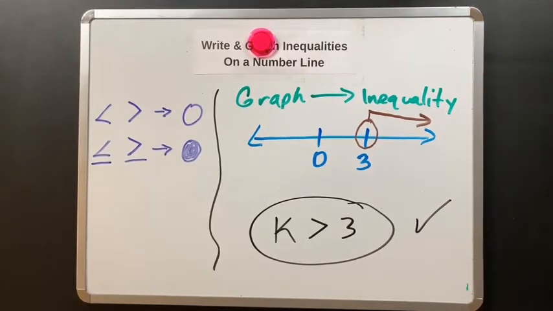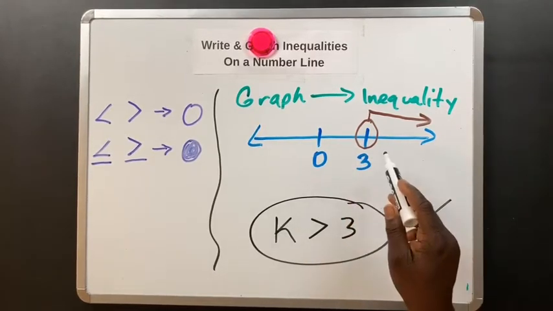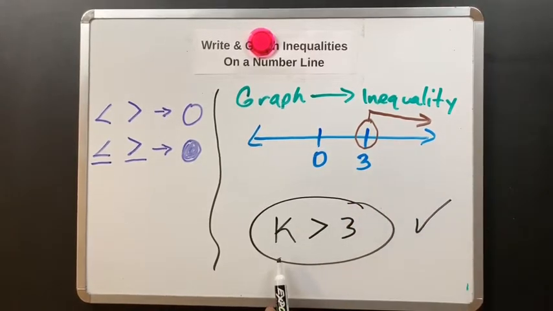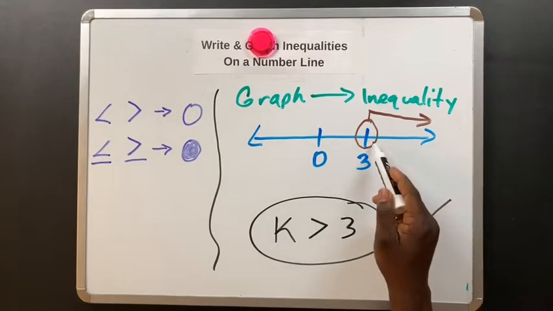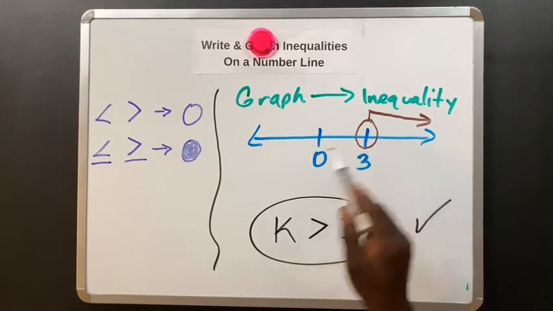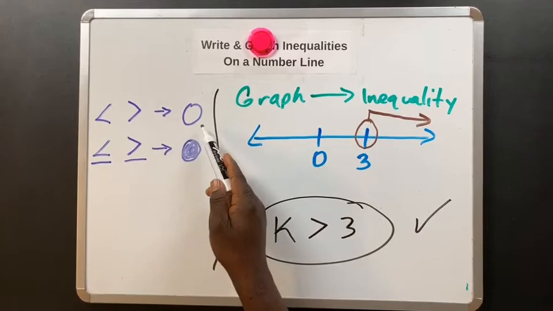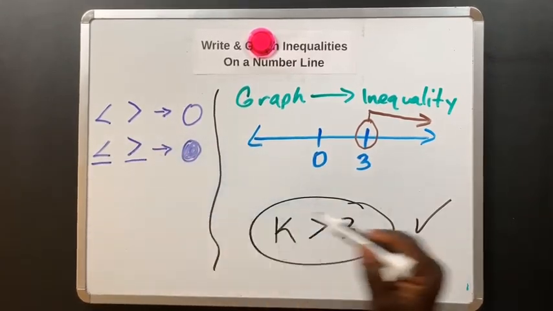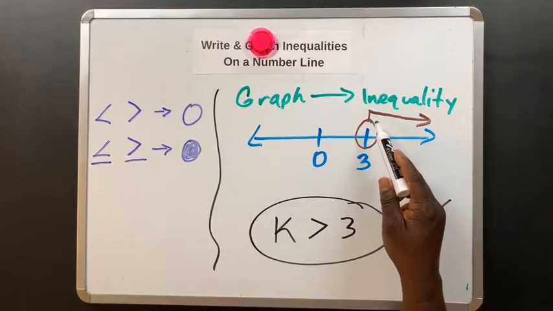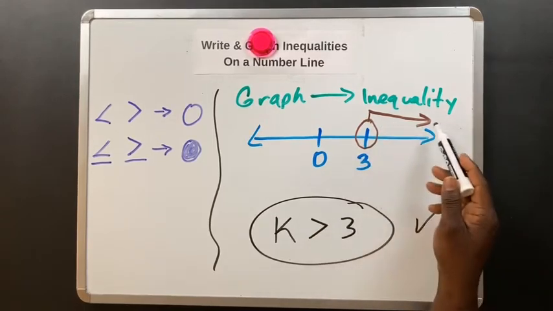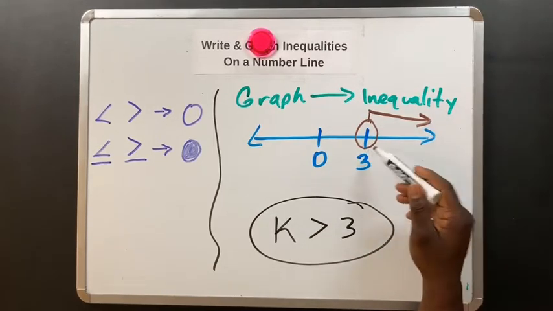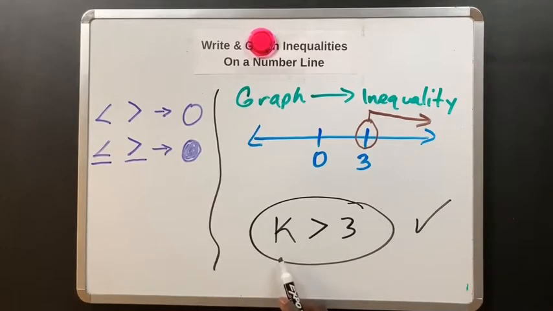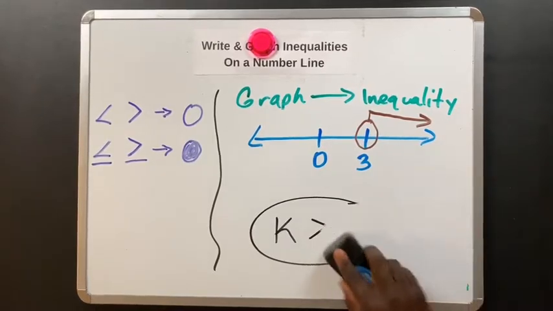So it requires a little critical thinking and analysis. You're analyzing this graph. You select your variable. You look at your circle, and you say, is it open or closed? It's open, so you're going to use one of these two, and it's referring to the values of k that are greater than 3, and there it is. All values of k greater than 3. Now I can use any letter, doesn't matter. Okay, let's do one more.